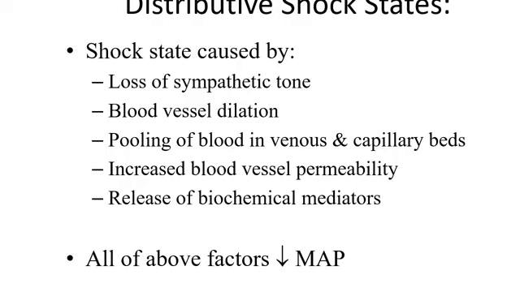Now we're going to talk about distributive shock states, and there are three types in this category: septic, neurogenic, and anaphylactic. And in distributive shock, we can have shock caused by the loss of sympathetic tone, dilation of blood vessels, pooling of blood in the venous and capillary beds, increased blood vessel permeability. So start thinking about ARDS that we talked about in respiratory. Release of biochemical mediators, and all of these factors can reduce the mean arterial pressure.